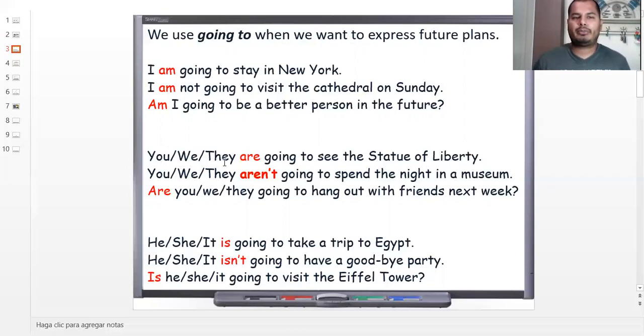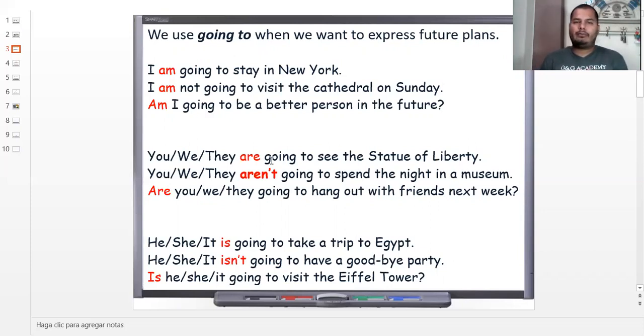they. Remember that they use are, right? So when you say something in the future, you say are going to. For example, you are going to see the Statue of Liberty. Or you can say we are going to see the Statue of Liberty. Or they are going to see the Statue of Liberty, okay?